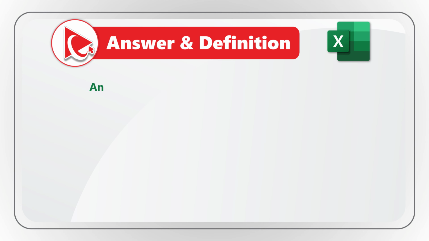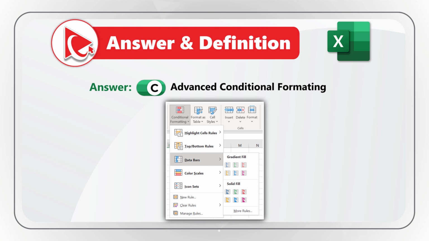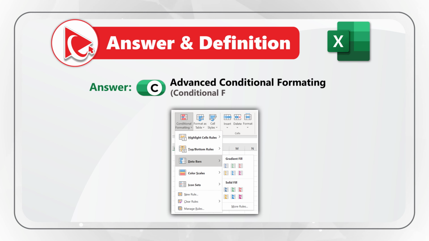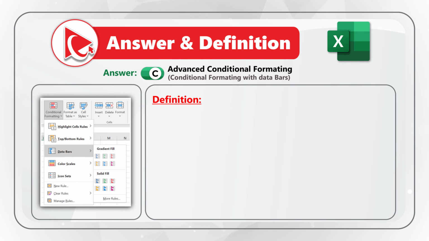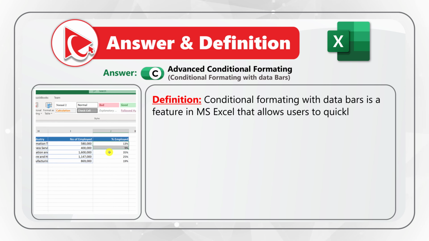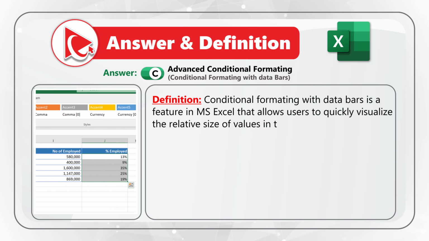I believe that the correct answer here is choice C, advanced conditional formatting. And it is advanced because it is conditional formatting with data bars. Conditional formatting with data bars is a feature in Microsoft Excel that allows users to quickly visualize the relative size of values in the range of cells.